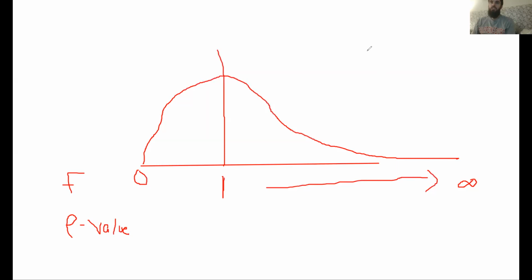And also, just like in t-test, there is an F critical value that corresponds to p equals 0.05, which is the alpha level.